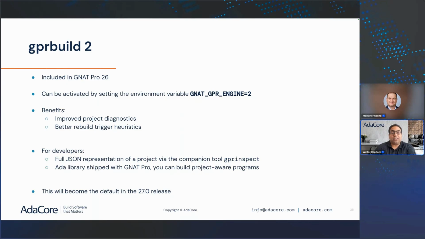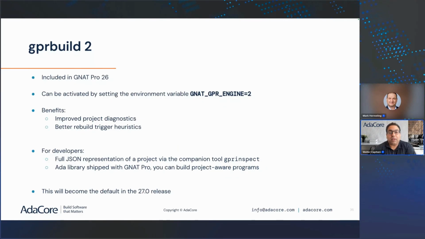There's full diagnosis and debug tools and an Ada library included, so you can build project-aware programs if you wish that can read and write GPR files. So we'd like to encourage everyone to give GPR Build 2 a try. It's now included in 26 release. We intend to make this builder our default builder in Gnat Pro 27, so we'd love to get your feedback on how it's going.